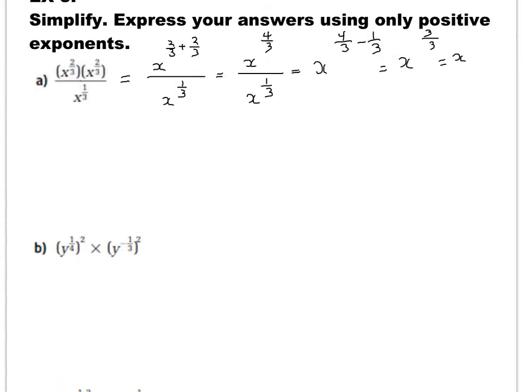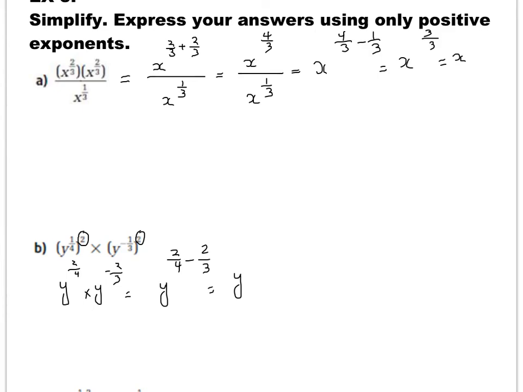The next one is y exponent 1 over 4, exponent 2, times y exponent negative 1 over 3, exponent 2. We are going to distribute the exponent 2 and exponent 2 here, so we get y exponent 2 over 4 times y exponent negative 2 over 3, which is the same as y exponent, we're just going to add the exponents, 2 over 4 minus 2 over 3.